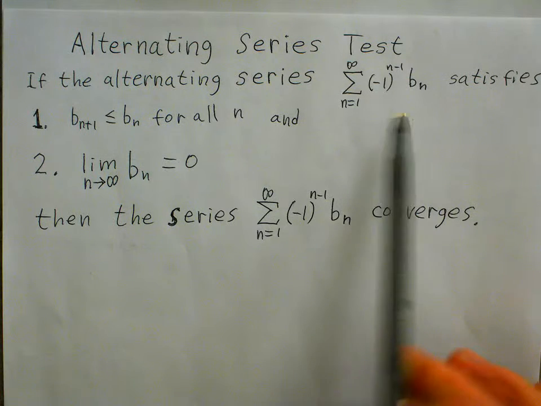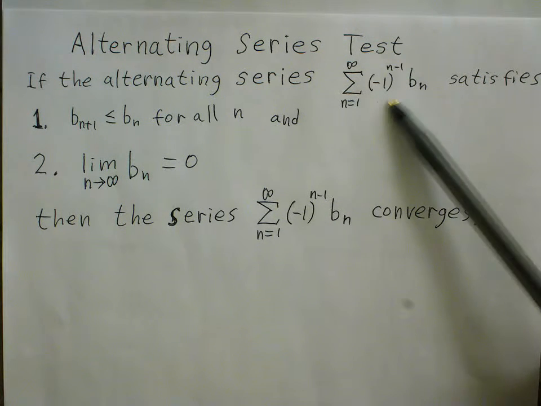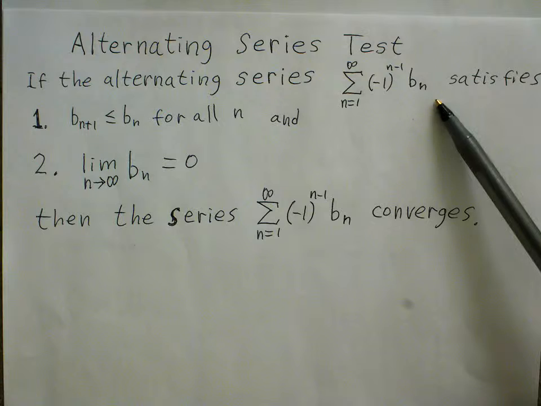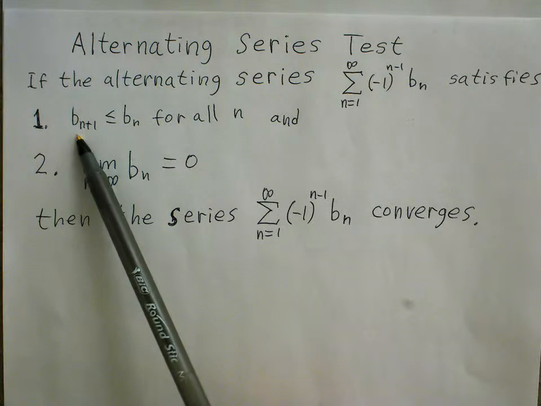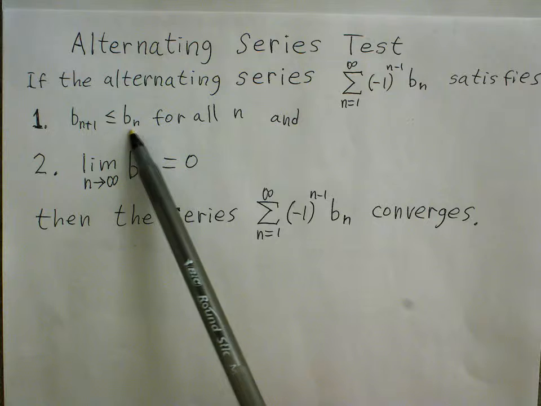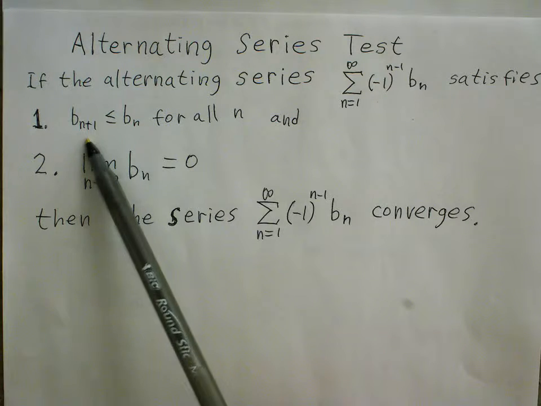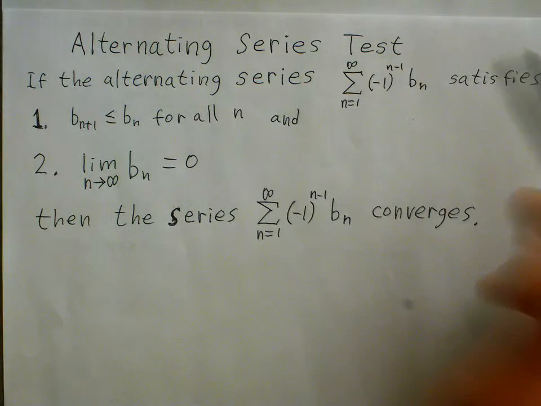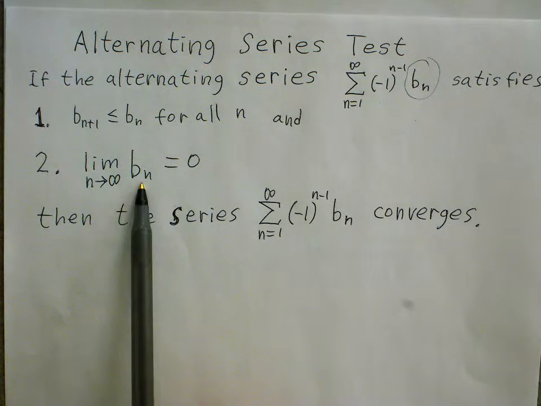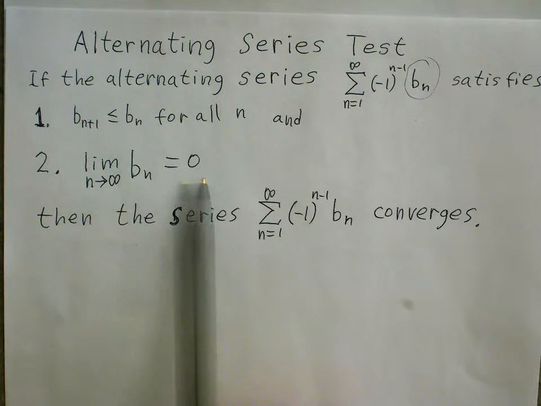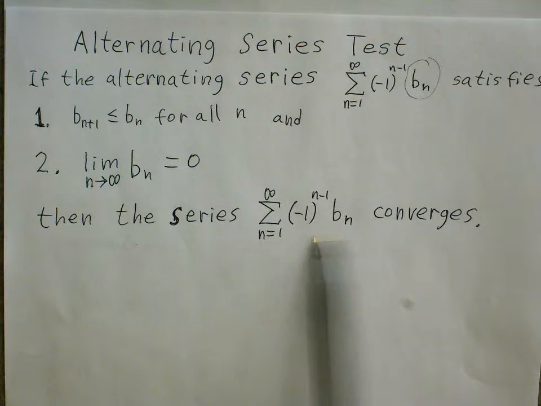If you have an alternating series, and if it satisfies these two conditions, so if b sub n plus 1 is less than or equal to b sub n for all n, that means the b sub n sequence is decreasing. And if the limit of b sub n as n approaches infinity is 0, then the alternating series converges.